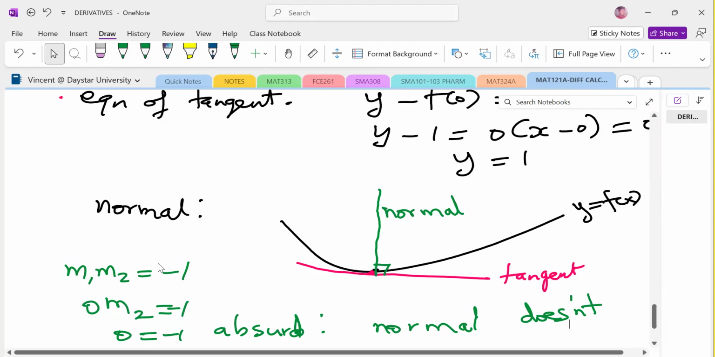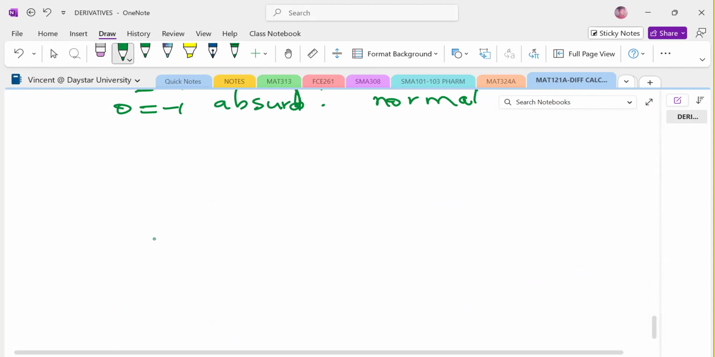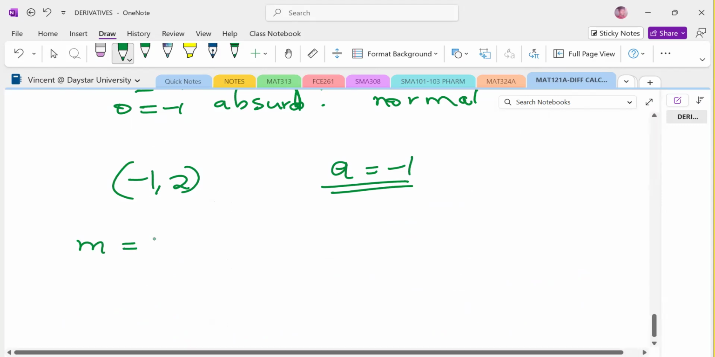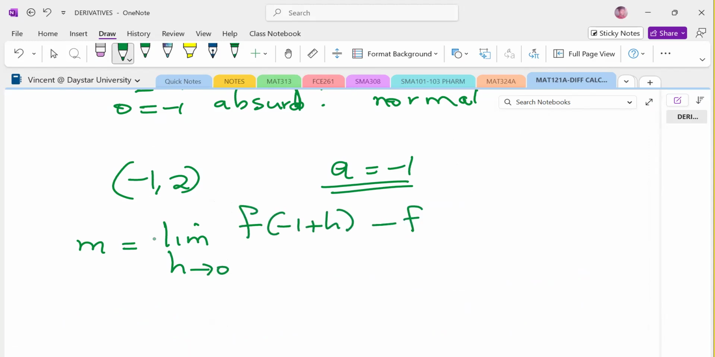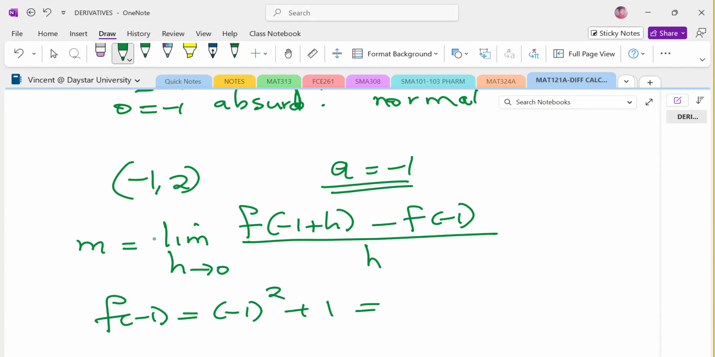Now the other point is (-1, 2). Our a value is -1. So the slope of the tangent will be limit as h approaches 0 of f of -1 plus h minus f of -1, divided by h. So f of -1 will be given by (-1) squared plus 1, which will be 1 plus 1, which is 2.